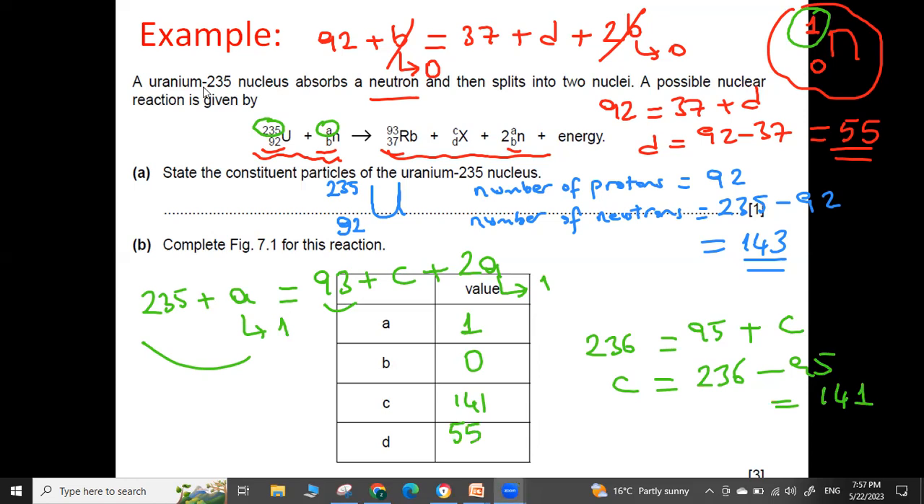So the questions are going to be very simple, related to radioactive decays, and we should use just the conservation of the number of protons and conservation of the mass number.